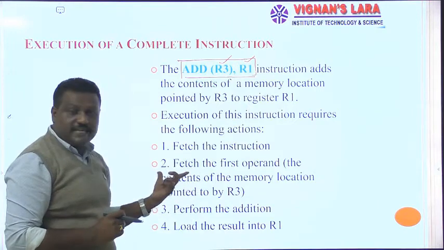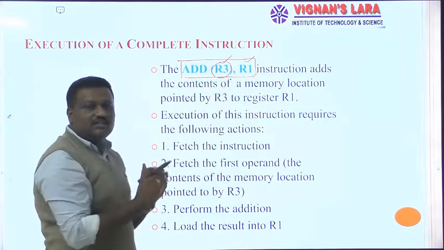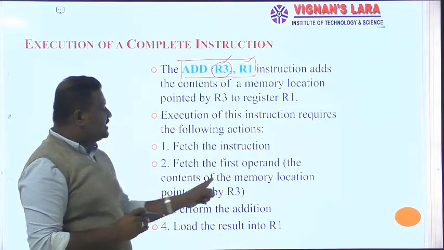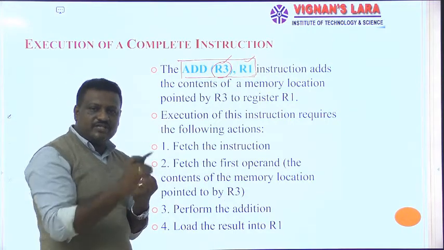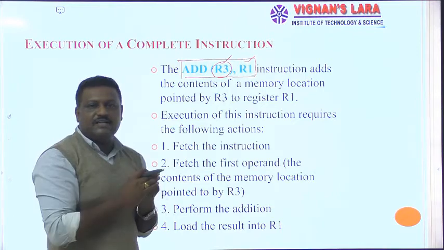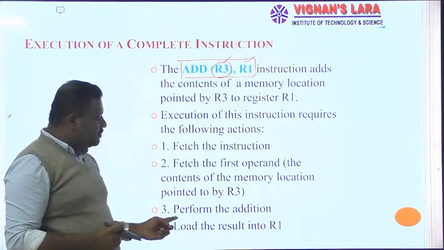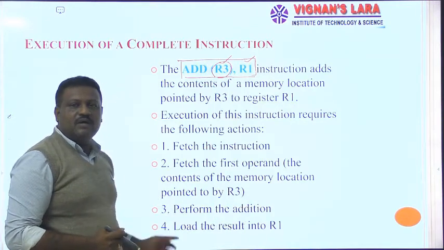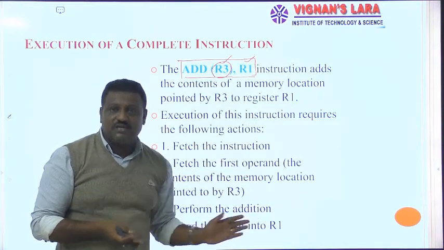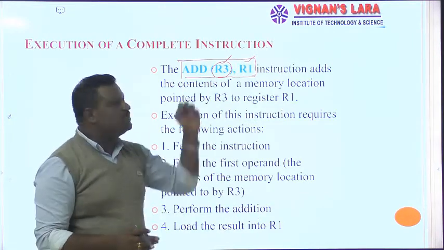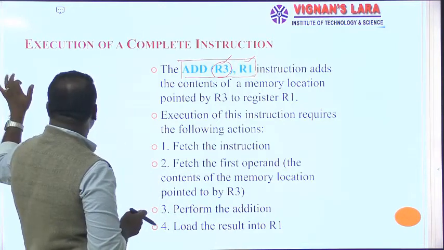So here my second operation is fetch the first operand. That is nothing but the content of the R3 specified location, so the contents of a memory location pointed to by R3. Once I receive that memory location data which is pointed to by R3, R1 data is already available for me, so straight away I do addition. So perform addition and load the result onto the destination register R. These are the actions that go on in the execution of the instruction Add (R3), R1.